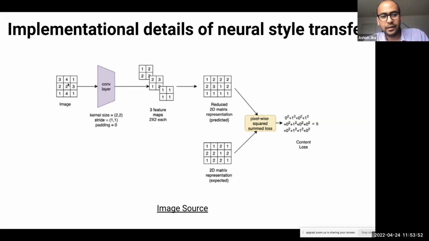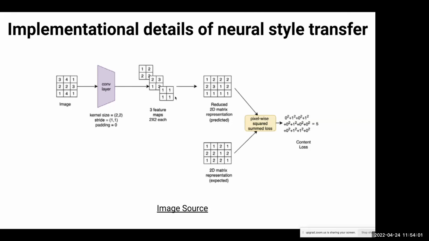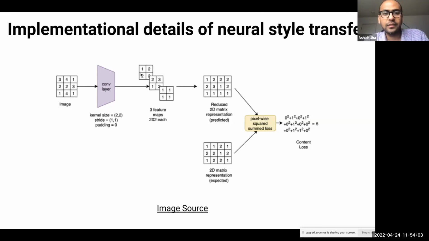So the content loss goes as follows. We pass an image through a convolutional layer. The convolutional layer gives us several feature maps for the image with slightly reduced dimension, maybe because we are running convolutions without padding, let's say. So from a 3 by 3 image, let's say we get three feature maps of 2 by 2 each. This is all hypothetical. This is just a toy example.